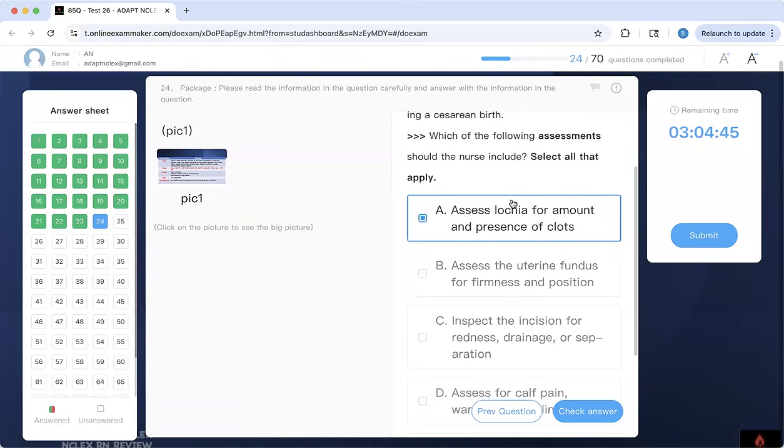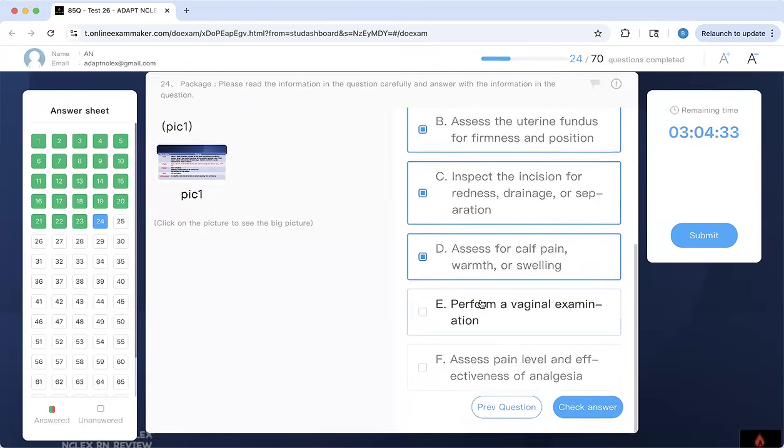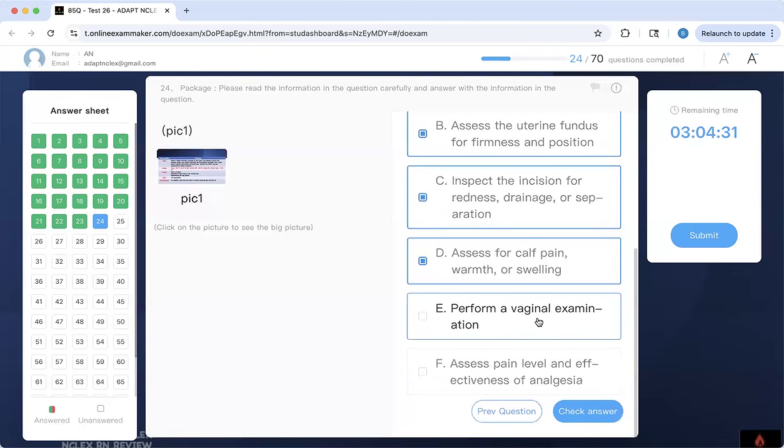Yes, we got to check lochia and amount. We got to check the fundus position. Very important. We got to inspect the incision, make sure it's healing and there's no signs of infection. We got to prevent DVT, so check for cough and everything. No vaginal exams at this time. Assess pain level and effectiveness. This is what you do.